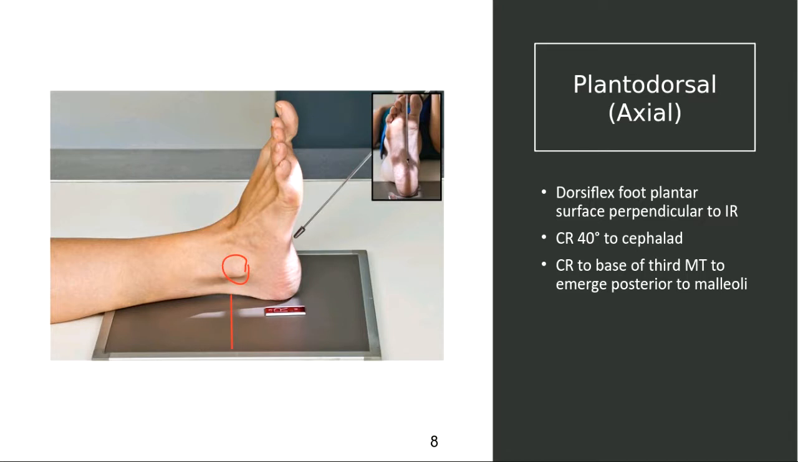So it tells us that the central ray emerges posterior to the malleoli. So here's the malleolus right here. You can kind of see the point of it, and it comes out behind that or above it, superior to the malleoli.